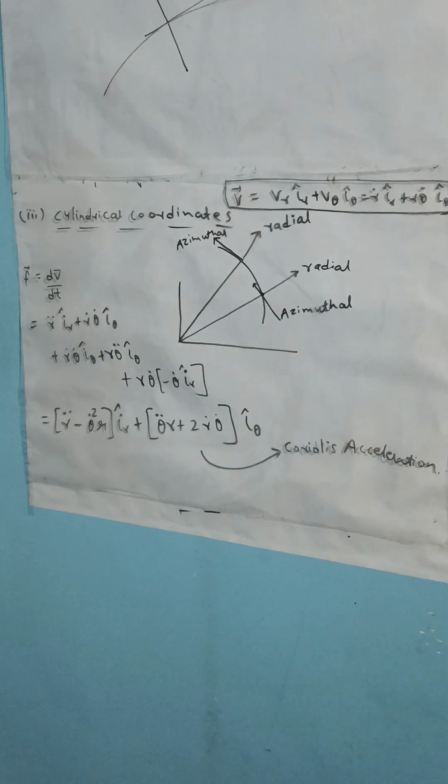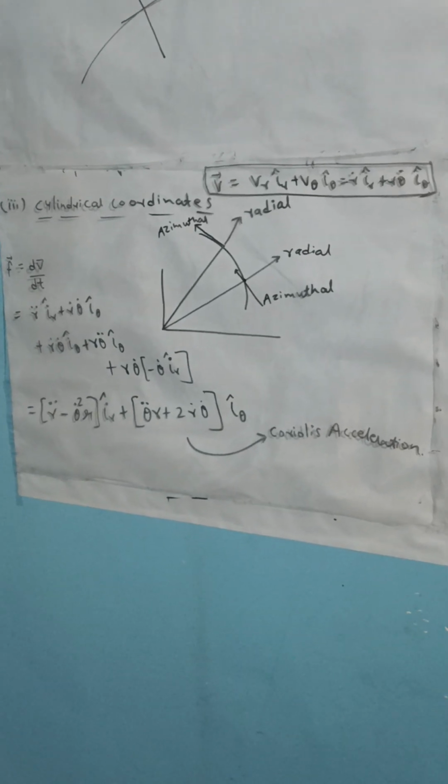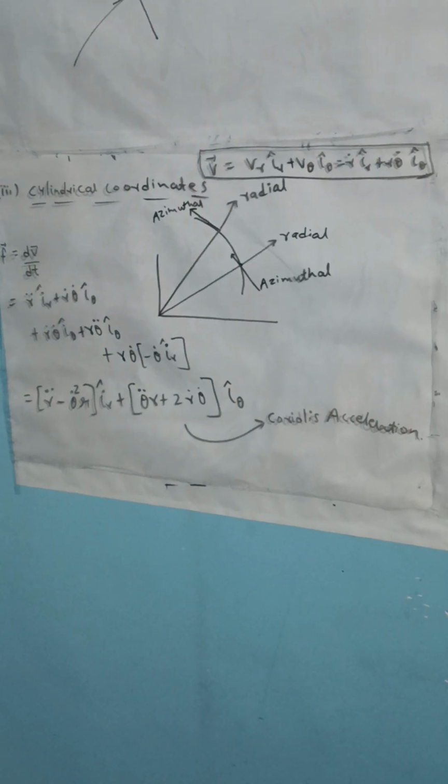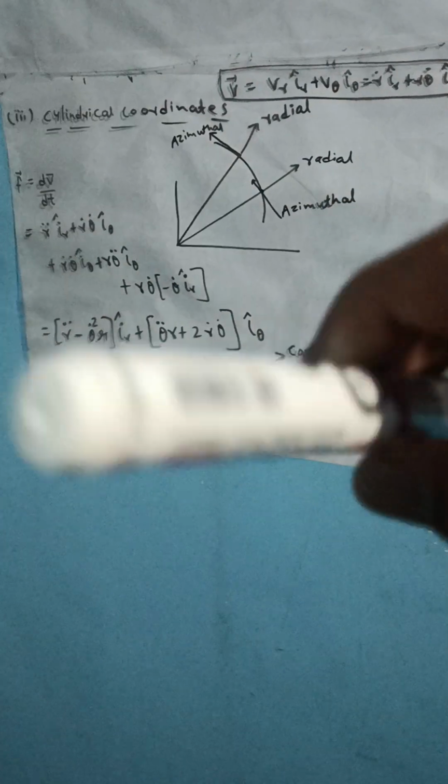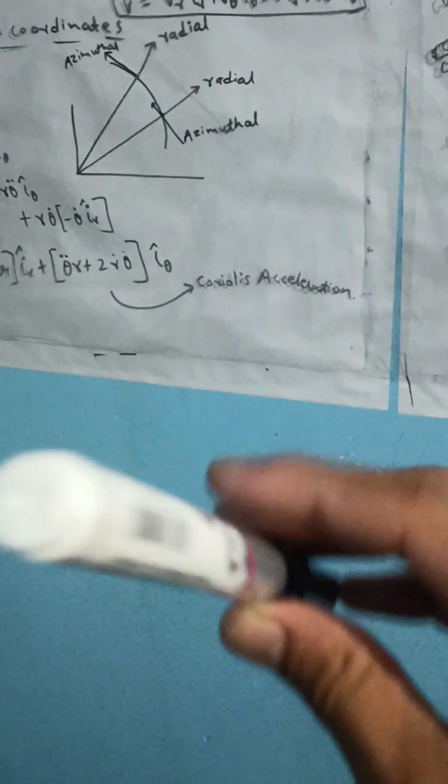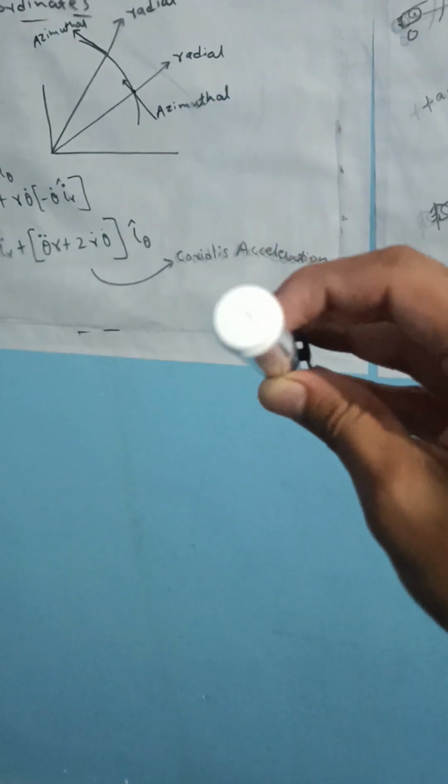So friends, one more topic is cylindrical coordinates. In this we take r, theta and z. R is the radial direction, theta is the angular direction and z is this direction. For example, this is a cylindrical marker.